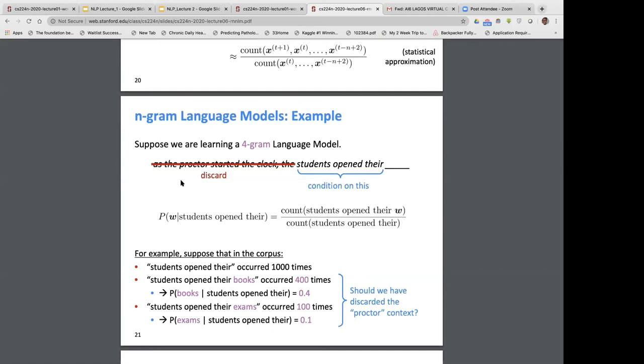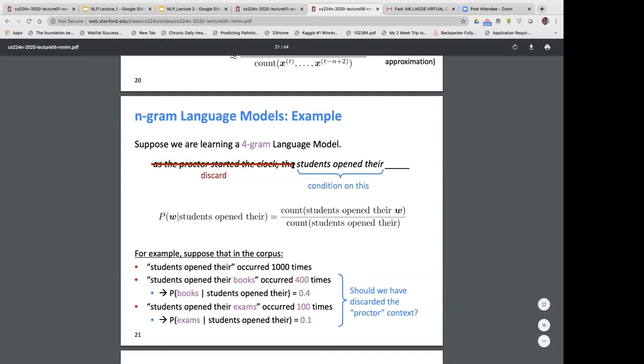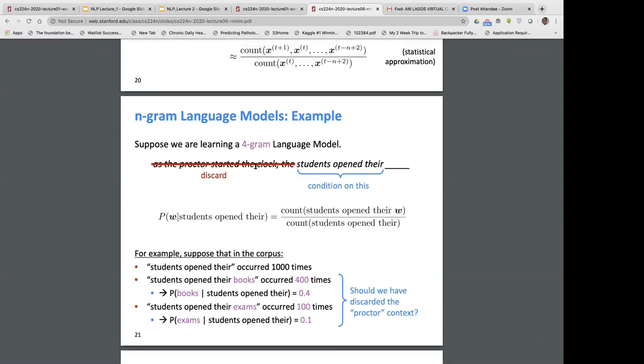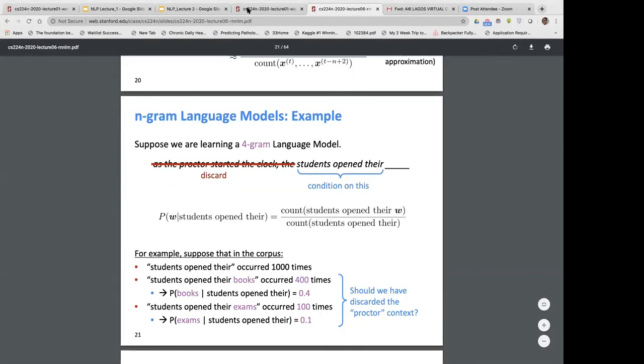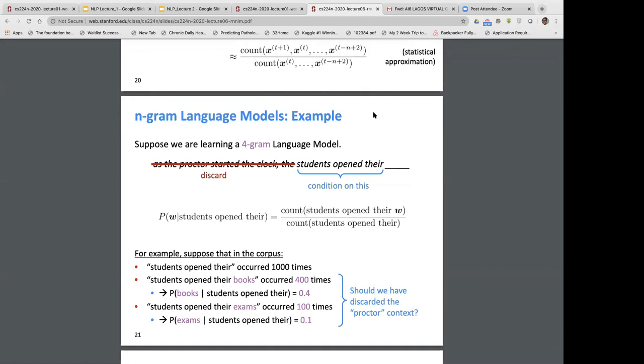So now, should we have discarded this context, "As the proctor started the clock, the students opened their dash"? Do we think this context would have added some meaning to what we should have predicted? I'm asking everybody. Should we have discarded it, yes or no? No. Why? Because it gives more context.